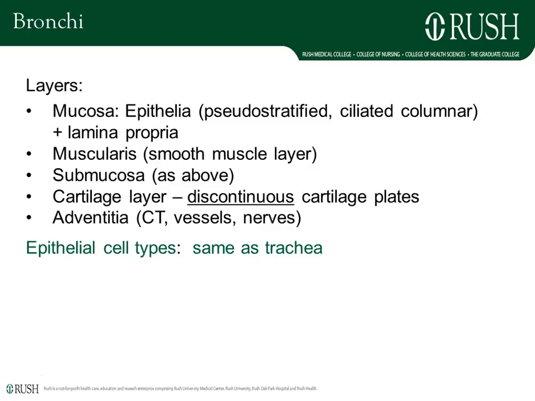However, the cartilage here in the bronchi is comprised of discontinuous plates. So you might see a few, 2 to 3, or sometimes just 1 in the smaller bronchi in this cartilage layer. And outside of the cartilage layer is the adventitial layer, the same as what we saw in the trachea. So what epithelial types are present? Essentially the exact same ones that we saw in the trachea.